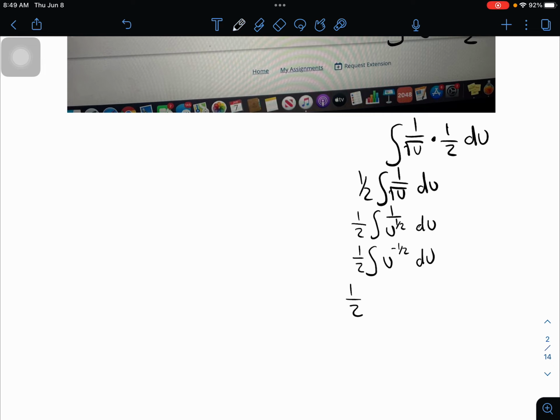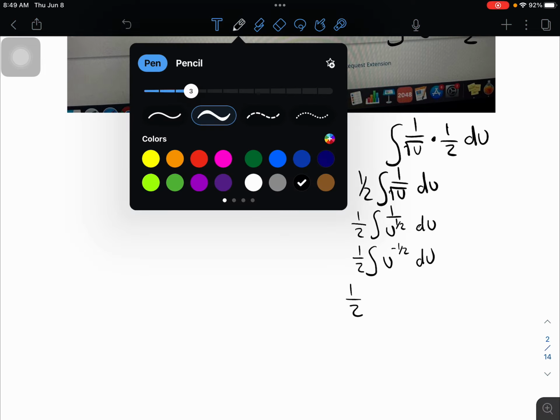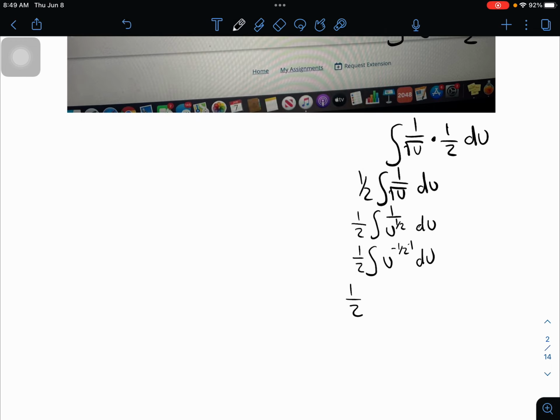So I'm going to add 1 to the negative 1/2. So I'm going to go plus 1. Negative 1/2 plus 1 is positive 1/2. So that's going to be u to the 1/2, okay? Because that's what you get. Negative 1/2 plus 1 is positive 1/2. And then I'm going to divide by my new exponent, which is positive 1/2.